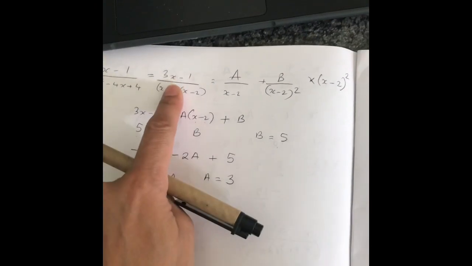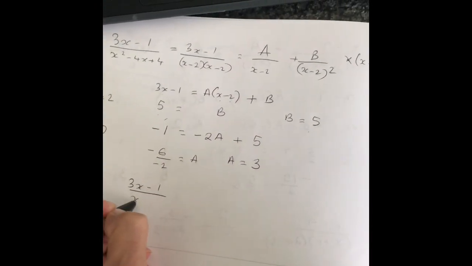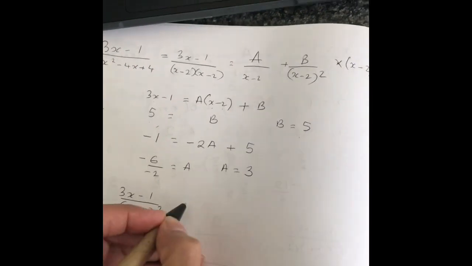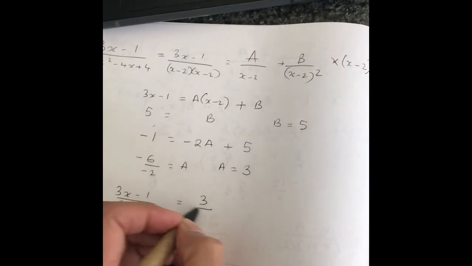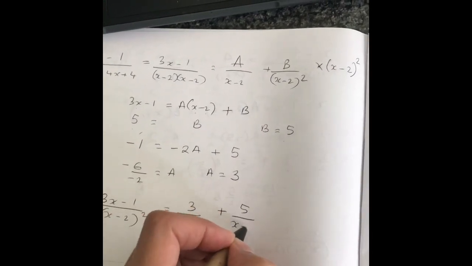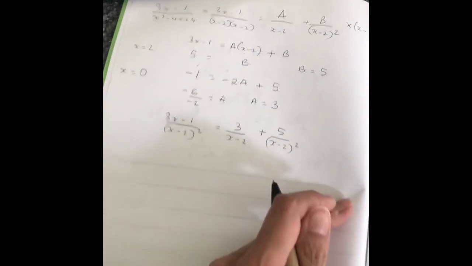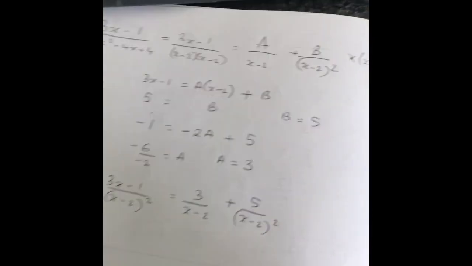Okay, so to split that fraction up, I'm just going to write it out again. 3x minus 1 over x minus 2 squared is the equivalent of 3 over x minus 2 plus 5 over x minus 2 squared. There you go. So that's the second type of partial fraction.